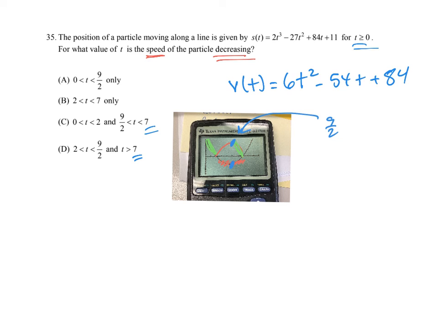Okay, now I also need to locate these zeros. So I'm going to use the 0 feature on the graphing calculator to locate the other 2 points so I can choose my answer. And when I did that, the left-hand point over here, that was x equals 2. And the right-hand point over here was 7. And so now these green intervals that I've drawn on the picture, one of them is 0 less than t less than 2, and the other one is 9 over 2 less than t less than 7. And so that would be choice C in terms of our answers, and that is the correct choice.